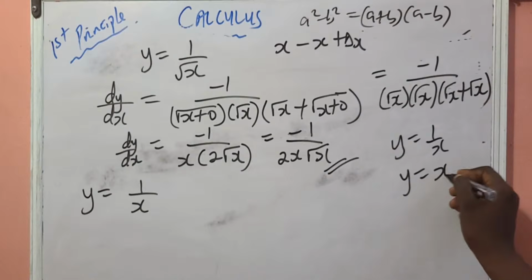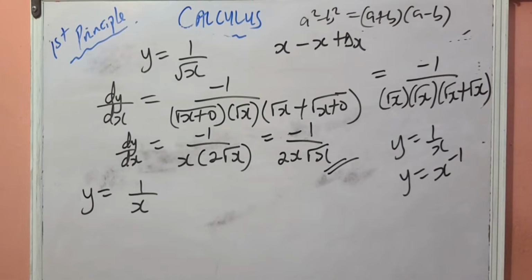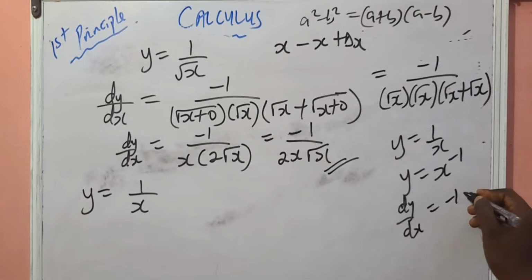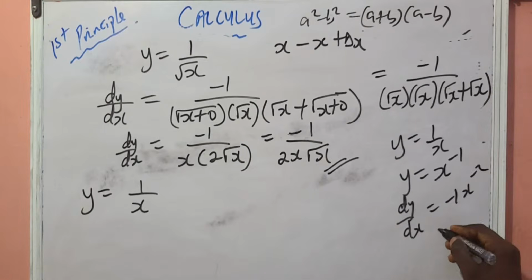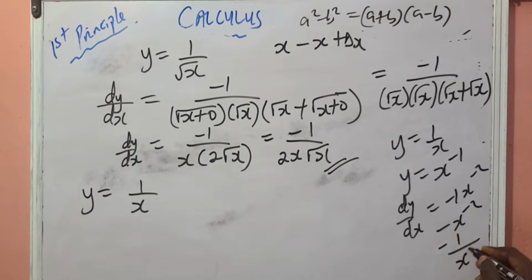Of course, we know y equals x raised to power minus 1. This is quite simple. This is not complex at all. The dy over dx here will be equals to minus 1 x raised to power minus 2. That will be minus x raised to power minus 2. Sorry, there's a minus there. That will be minus 1 over x squared. So this is supposed to be the answer. Whatever you get using first principle, you must get minus 1 over x squared.